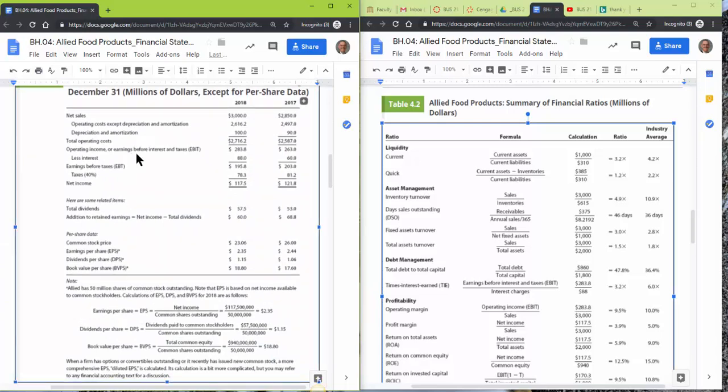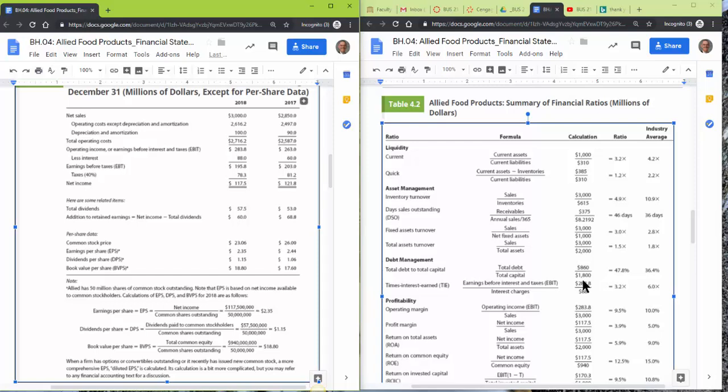The operating income, or EBIT, for Allied Food Products is $283.8 million. That becomes the numerator, and the denominator becomes the $88 million of interest expense. Dividing the $88 million of interest expense into the $283.8 million of EBIT, earnings before interest and taxes, produces a ratio of 3.2 times.